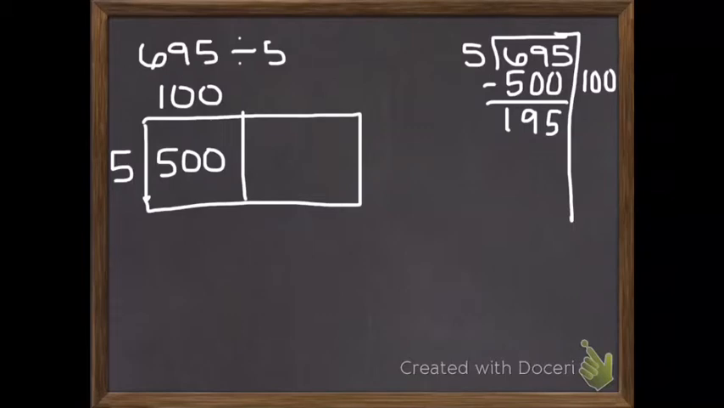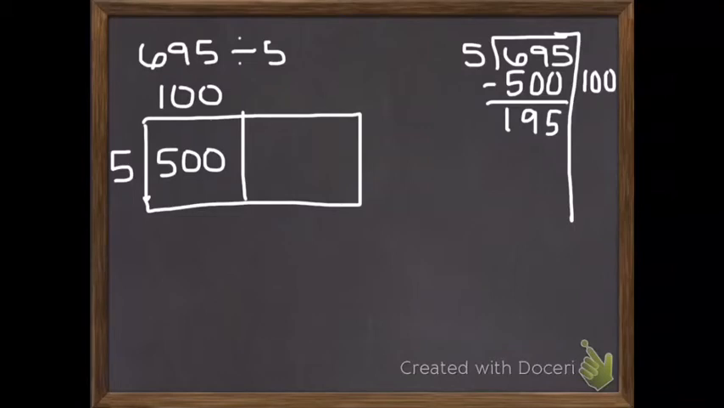10, 20, 30, 40, and so on. I know that 5 times 10 is 50. That's not quite close enough, so I'm going to try 5 times 20, which is 100. I'm getting closer. 5 times 30 I know is 150. It's much closer. 5 times 40 is 200. That's going to be too much. I'm just trying to get to 195.